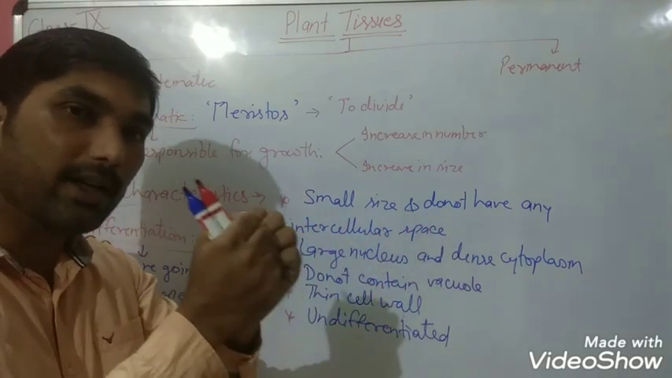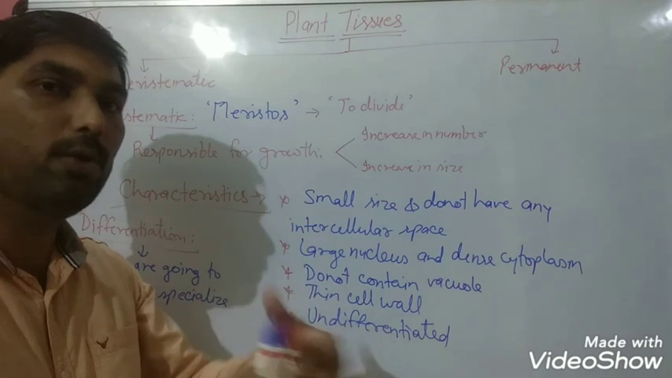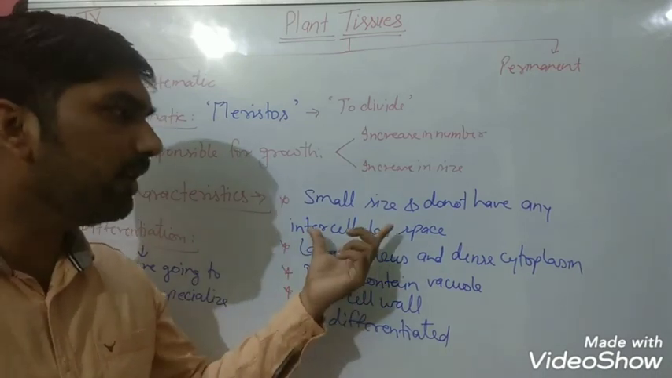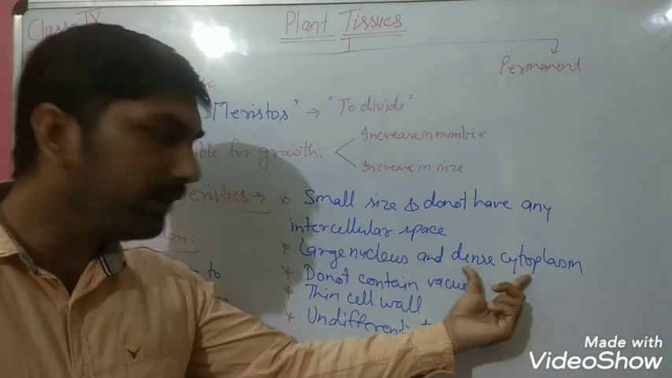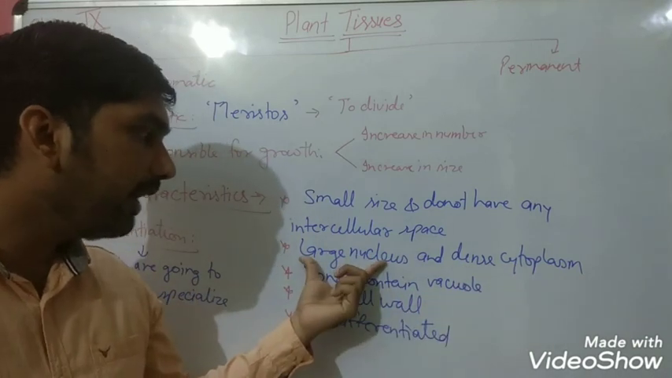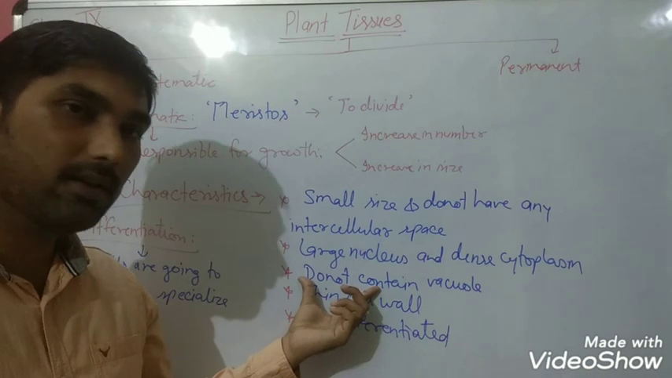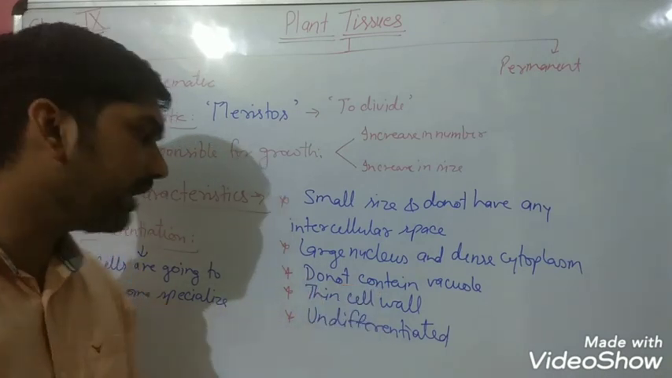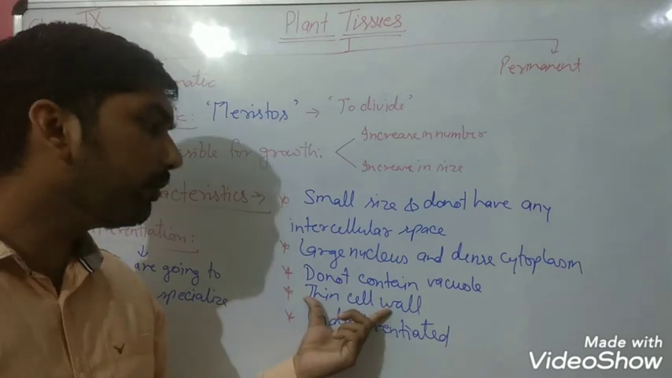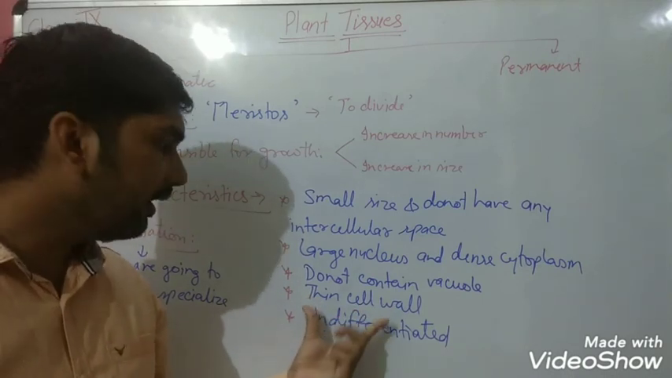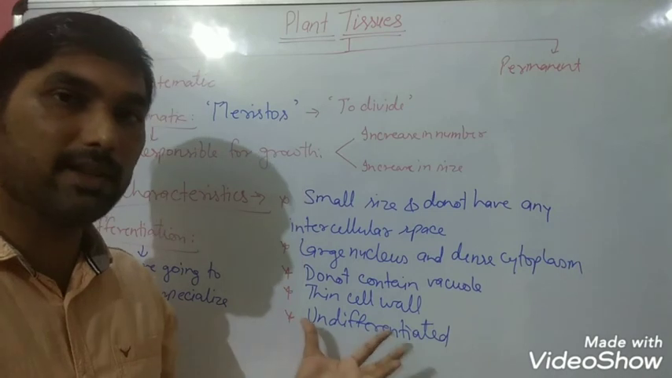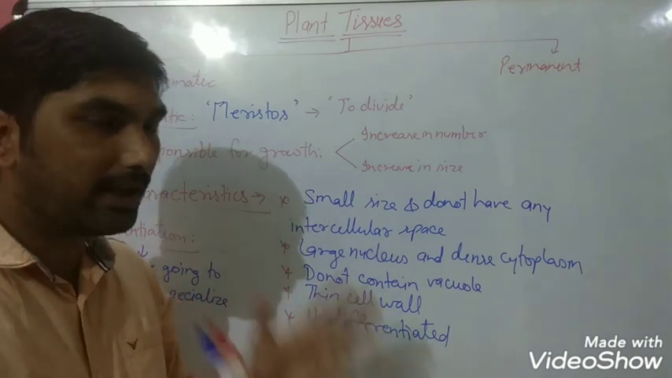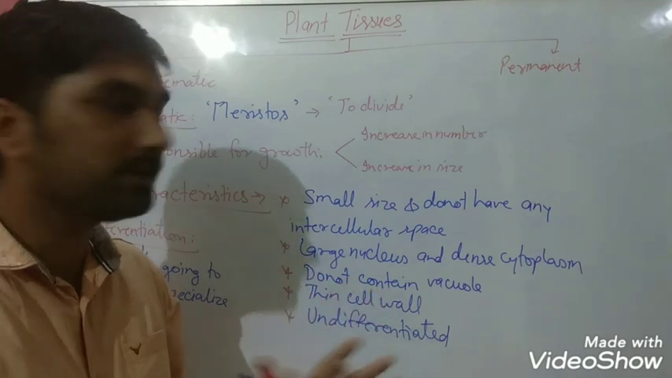They are very compactly packed because they keep doing division again and again. For this division process, they need dense cytoplasm and a large nucleus, and that's why they lack a vacuole, because they don't need it for the storage of substances. They also possess a thin cell wall, and they are undifferentiated, meaning they are not specialized in any function. They are just going to keep dividing themselves.